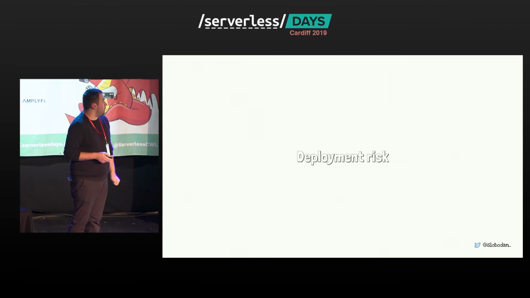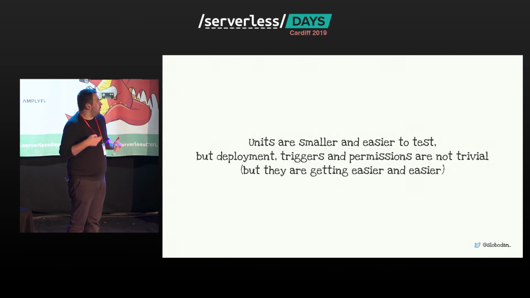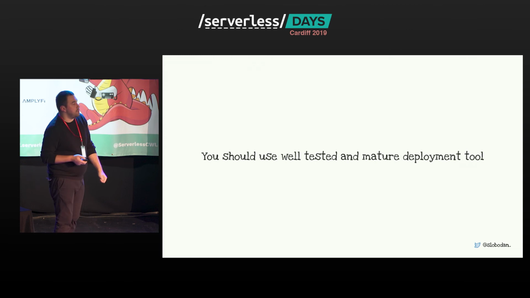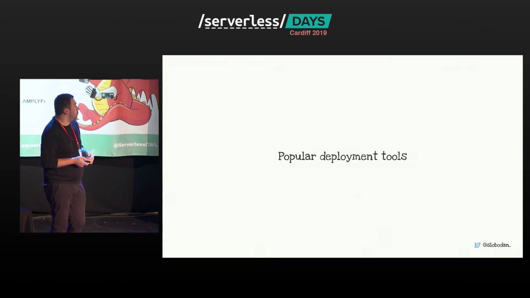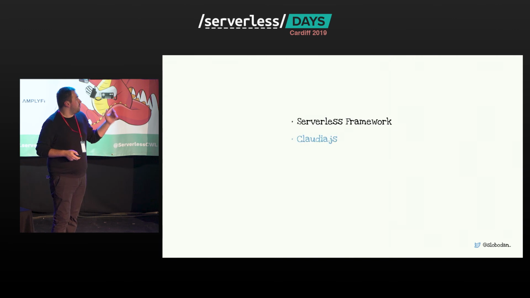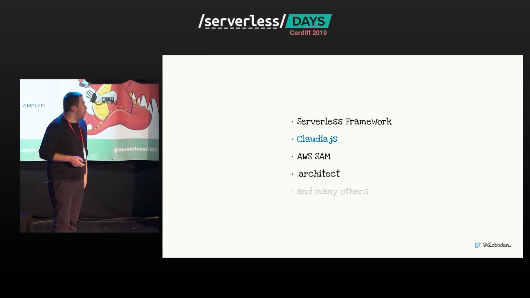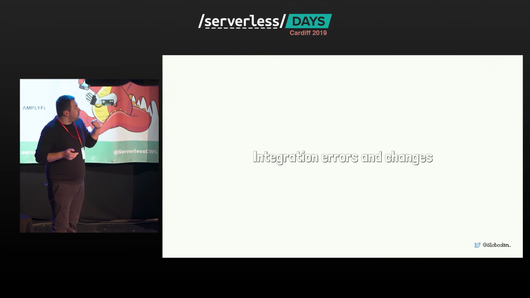Let's quickly go through the risks in serverless application. First one is deployment risk. Units are smaller and easier to test, but deployments and triggers and permissions are not trivial. And of course, they're getting easier, but it's hard to set up everything and to be sure that you didn't forget anything. So you should probably use some mature and well-tested deployment tool. Some of the popular tools are Serverless Framework, Claudia.js, which I'm one of the team members of, AWS SAM, Architect, and many more.